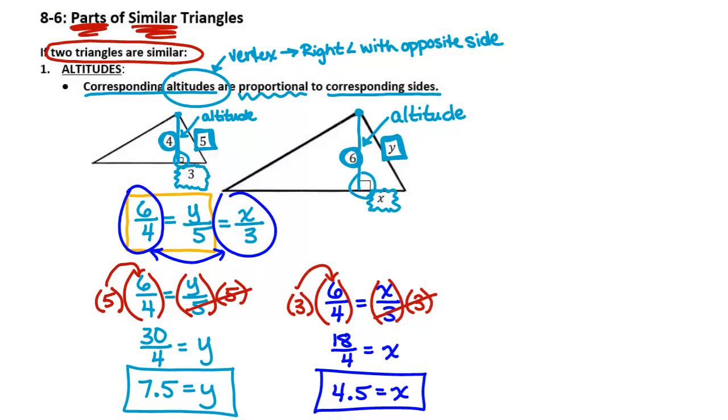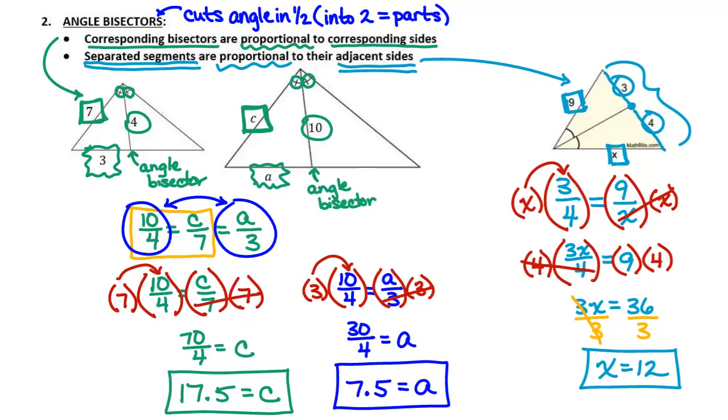So yesterday we were talking about parts of similar triangles, and we talked about altitudes. If I have two similar triangles, and I have the altitudes for both of those triangles, those altitudes are proportional to corresponding sides. So like the 5 and the y would make a fraction together, and that would be equal to the 4 and the 6 in a fraction together. Or the 4 and the 6, the altitudes, that fraction would be equal to the 3 and the x in a fraction. Those would be corresponding sides there. So altitudes are proportional to corresponding sides.